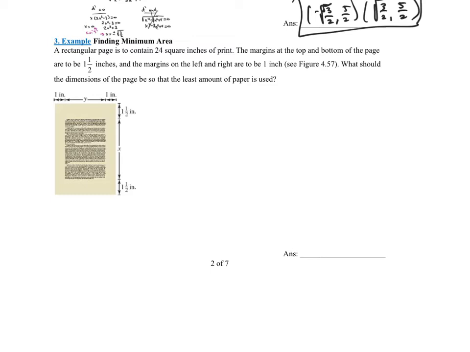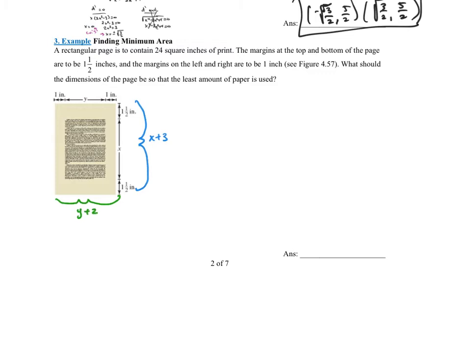So what are they doing? What they've decided to do, if you look at this, is they labeled x the height of the text, not the page, and y the width of the text, again, not the page. So what they've said is, look, on the sides we need an extra 1 inch margin, and on the top and bottom we need an extra 1.5 inch margin. So if you put that together with the margins, the height of this page would be x plus 1.5 plus 1.5, or x plus 3, and the width, including the margins, would be y plus 1 plus 1, which would be y plus 2.